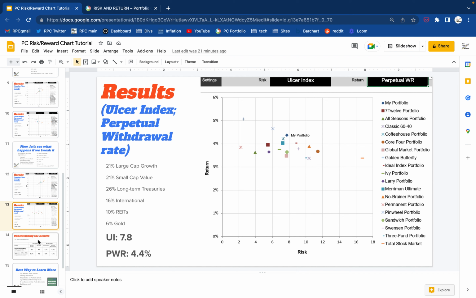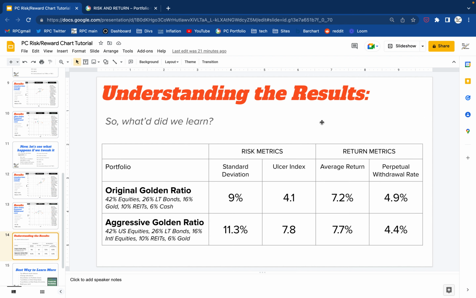All right, so here I just put them all together, and you can see what we're learning from tweaking these allocations, adding a different asset class, taking an asset class away in terms of cash. You've got this original golden ratio. This is Frank's original formulation. 9% standard deviation. When we made it more aggressive, we took on more volatility risk. We went up to 11.3. The amount of ulcers that we can expect, and again, this is an index number, goes from 4.1, almost doubling really with this more aggressive version.